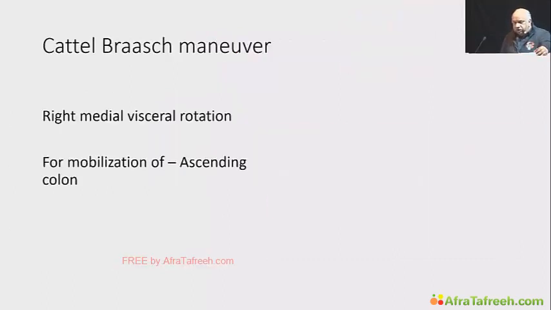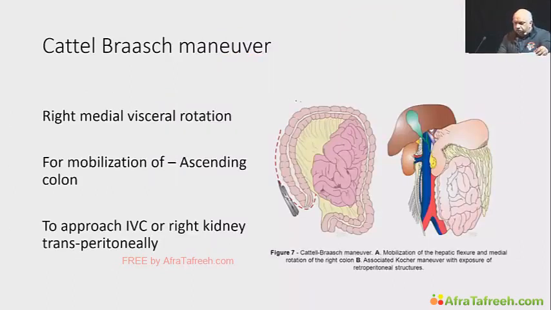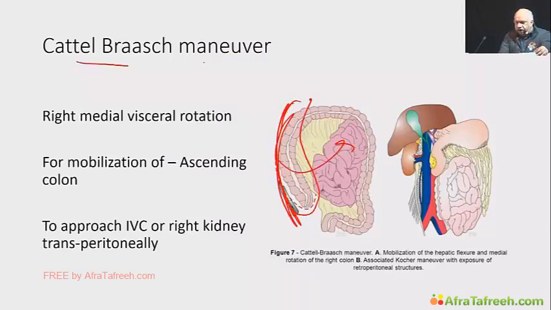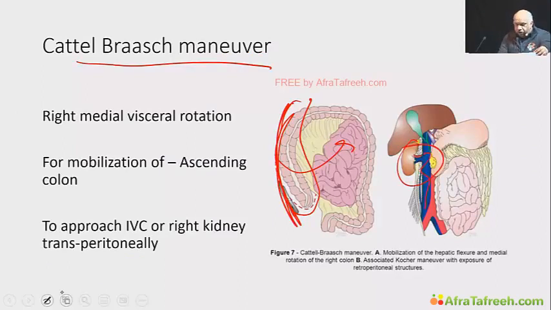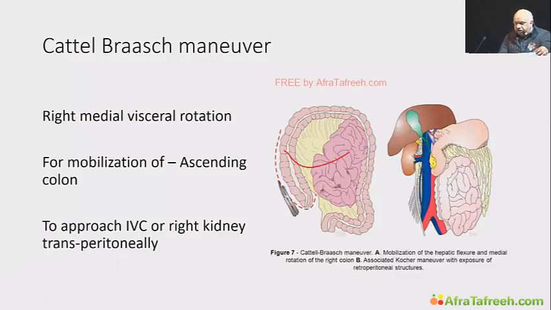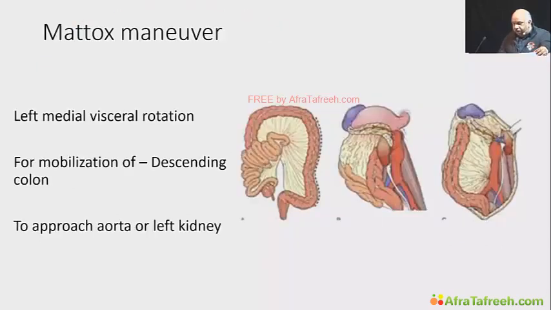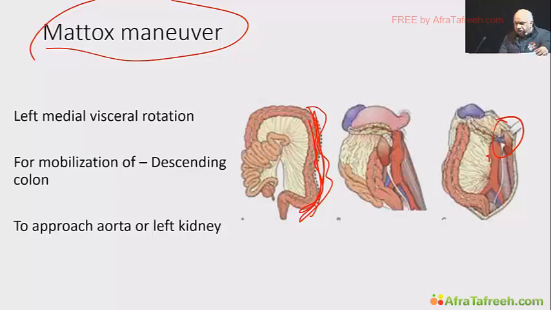Two maneuvers in surgery. I have to mobilize the ascending colon, make an incision here and reflect, called Cattell-Braasch, to reach the vena cava or right kidney. This question is important. This is called right medial visceral rotation, where I mobilize the colon to reach the vena cava and right kidney. And if I have to mobilize the left colon to reach the aorta or left kidney, this is called the Mattox maneuver, mobilization of the descending colon by making an incision, reflecting it.